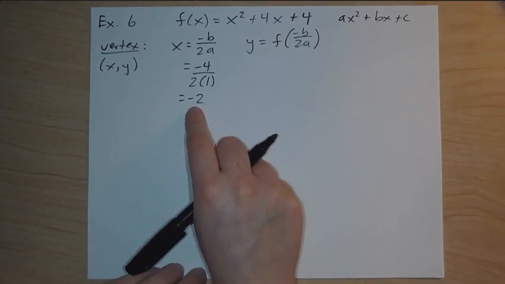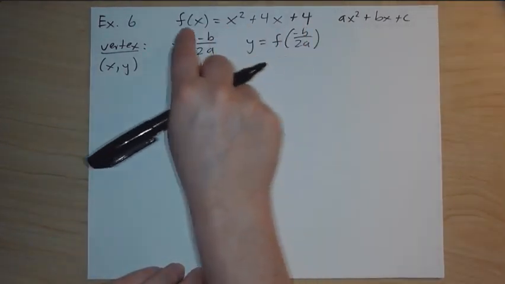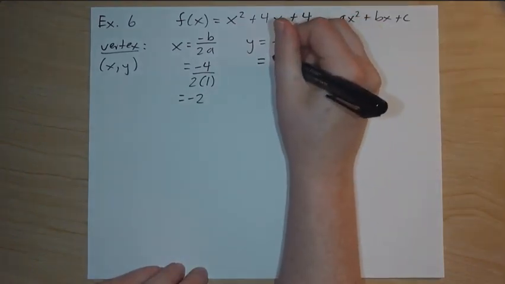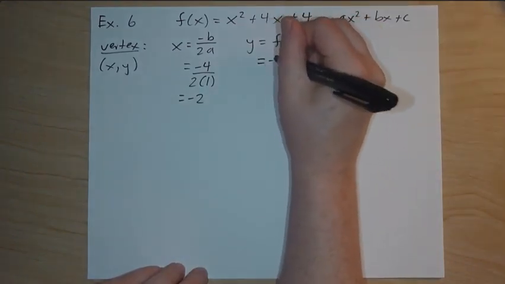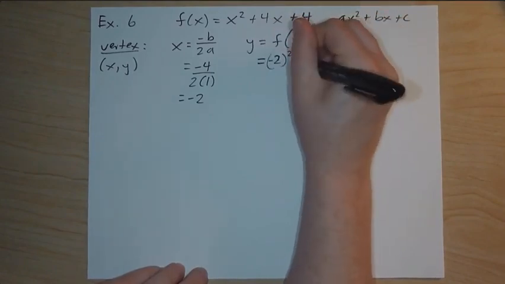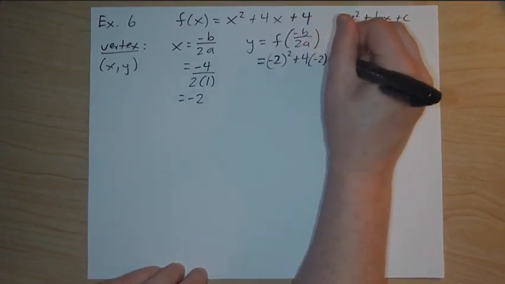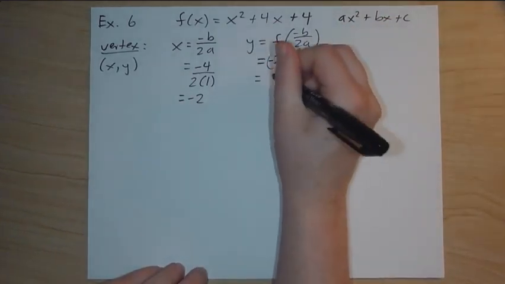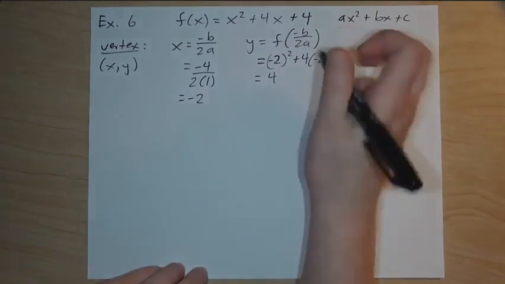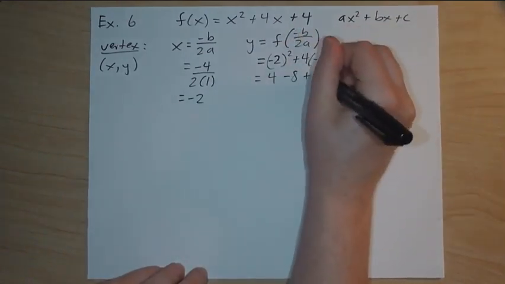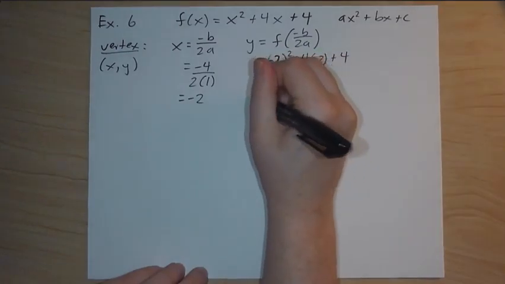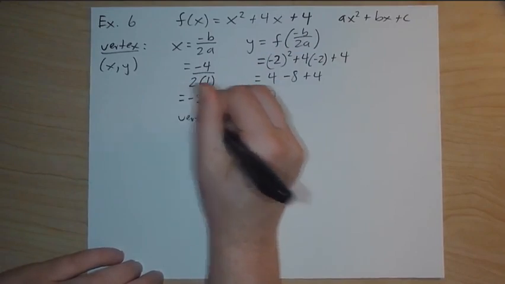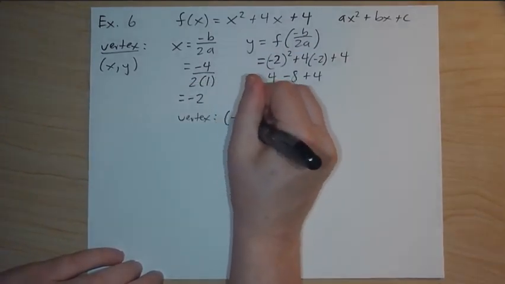Now that we know what our x value is, we can plug it into our function f up here to get our y value. So this is equal to negative 2 squared plus 4 times negative 2 plus 4. Negative 2 times negative 2 is positive 4. 4 times negative 2 is negative 8 plus 4. This is going to equal 0. So our vertex is the point negative 2, 0.